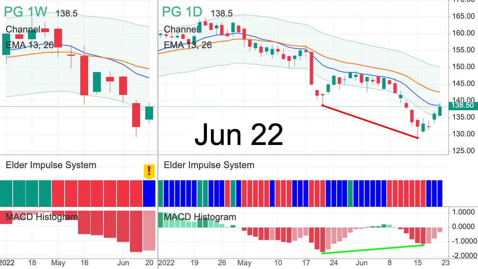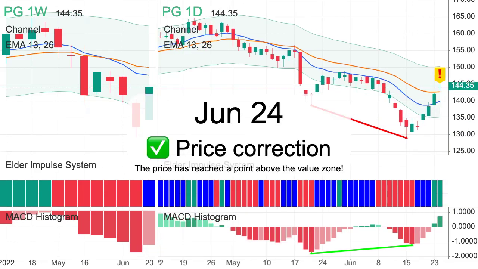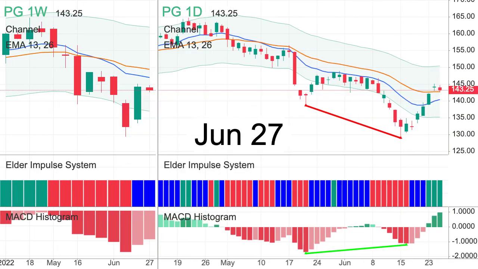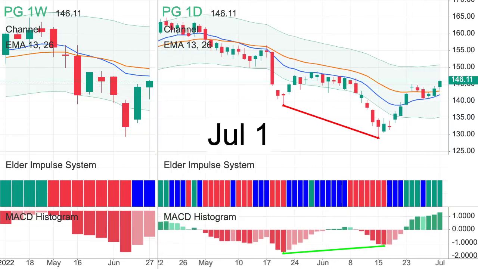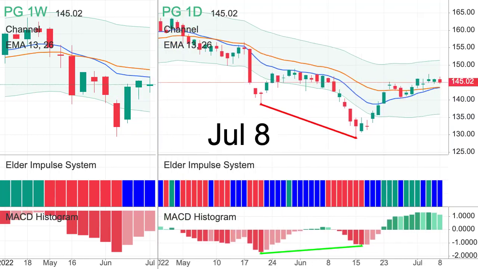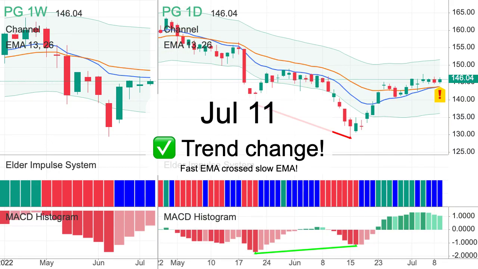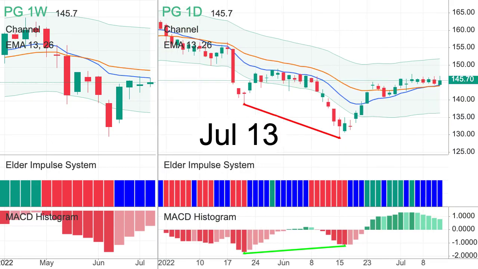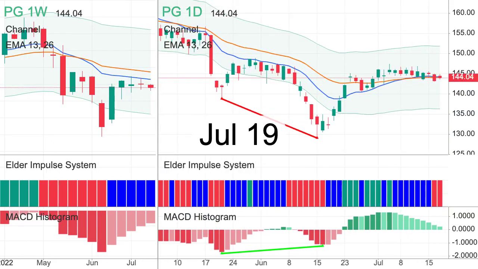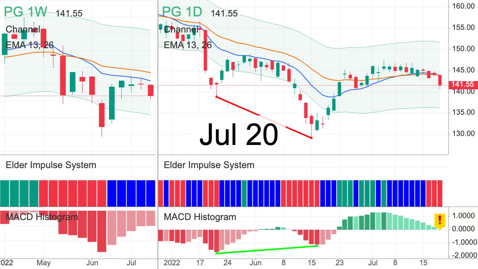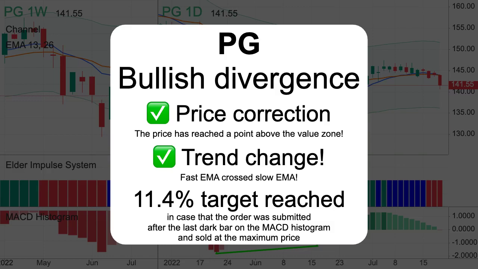There is a blue bar on an elder impulse system on the weekly chart. The price has reached a point above the value zone. Fast EMA crossed slow EMA. MACD histogram crossed the zero line. 11.4% target reached.